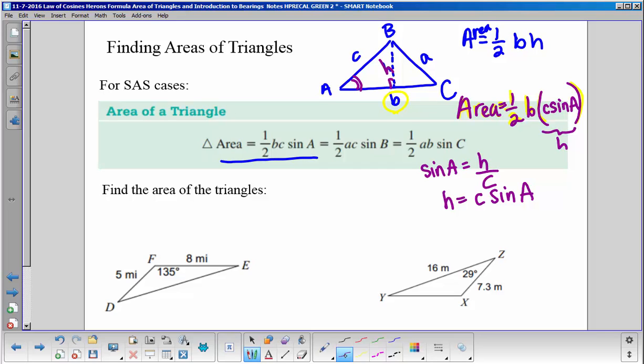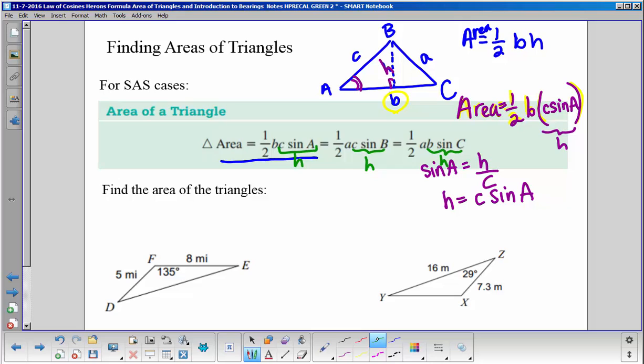Okay, so these formulas are basically the same that you always knew. It's just this is the height. You don't have to drop a perpendicular, it's being dropped for you. So Heron's formula is for finding the area when you have side, side, side. But I'm not there yet.